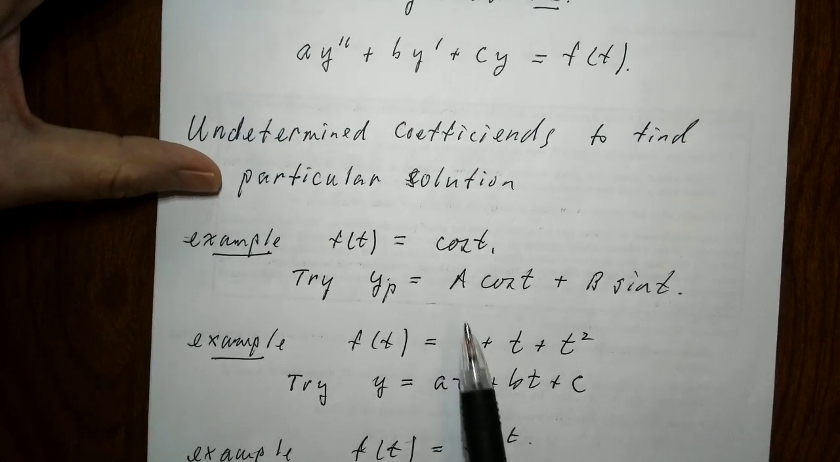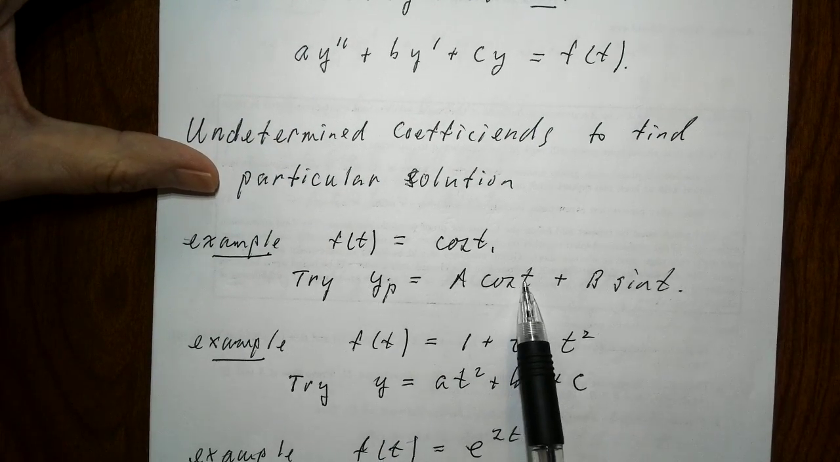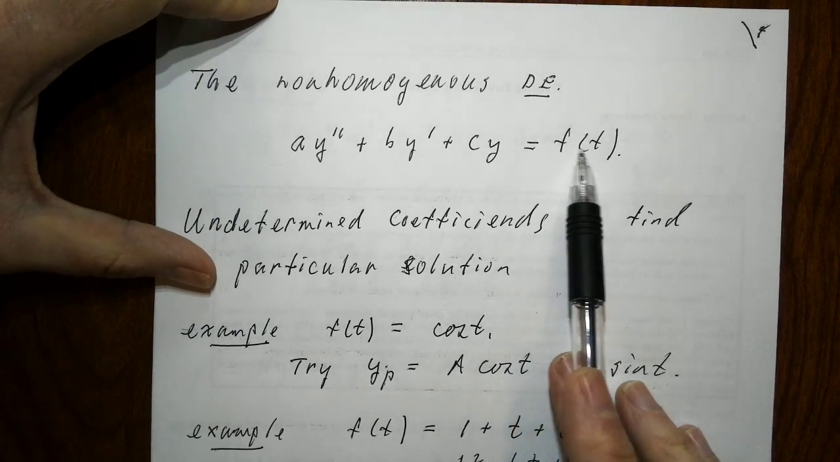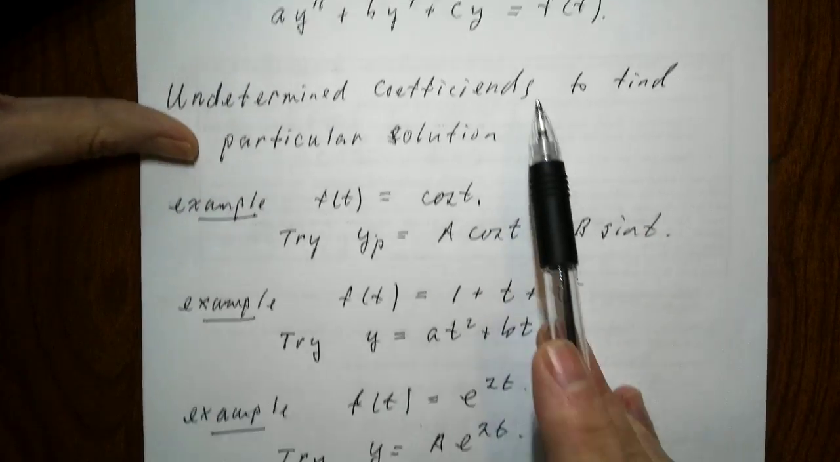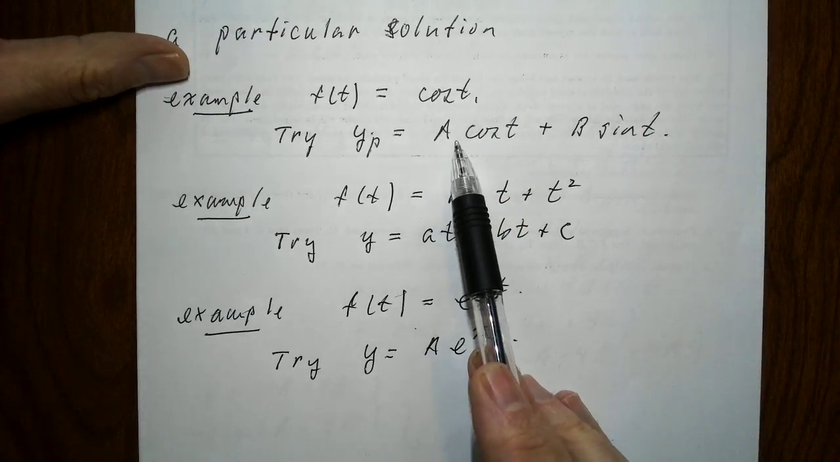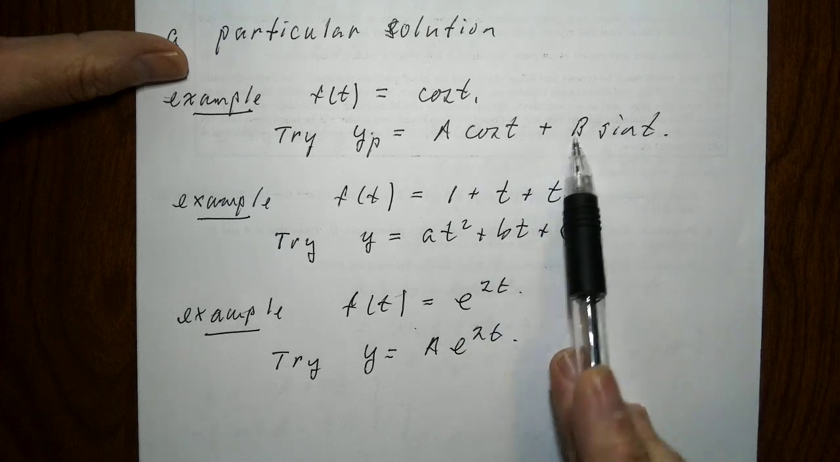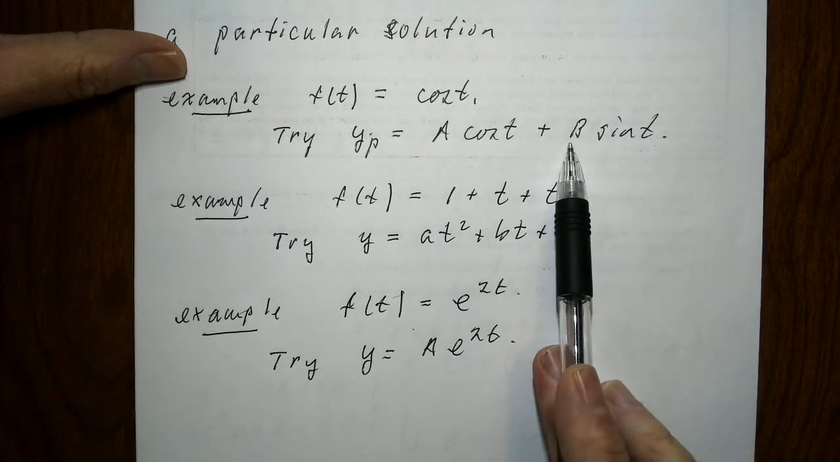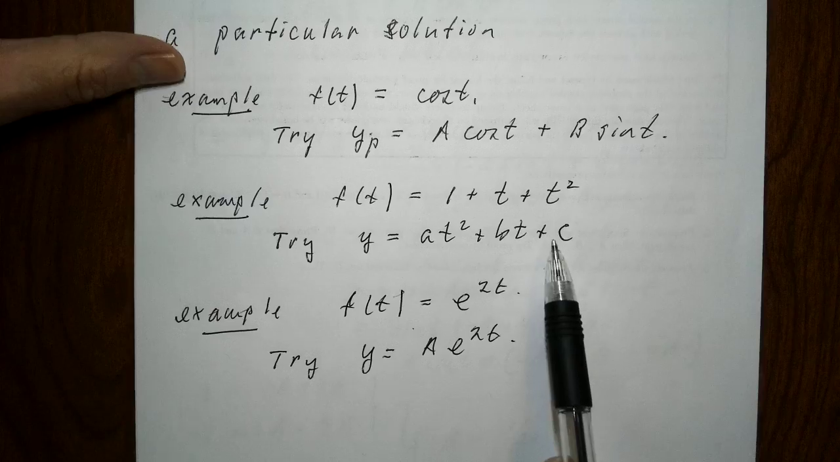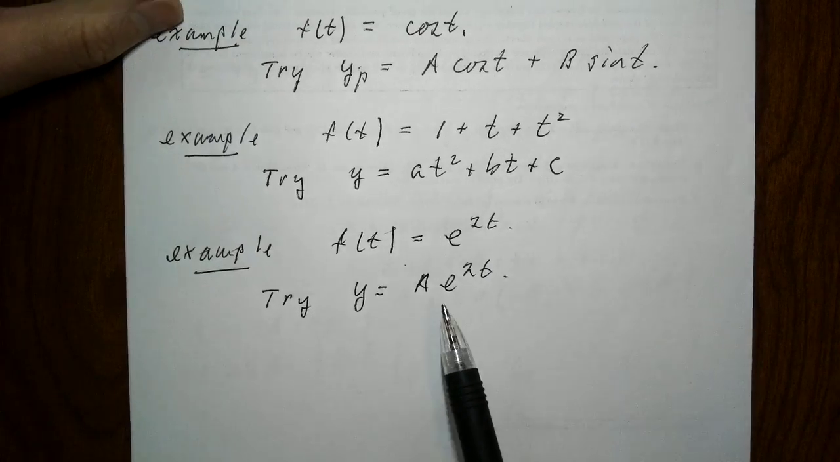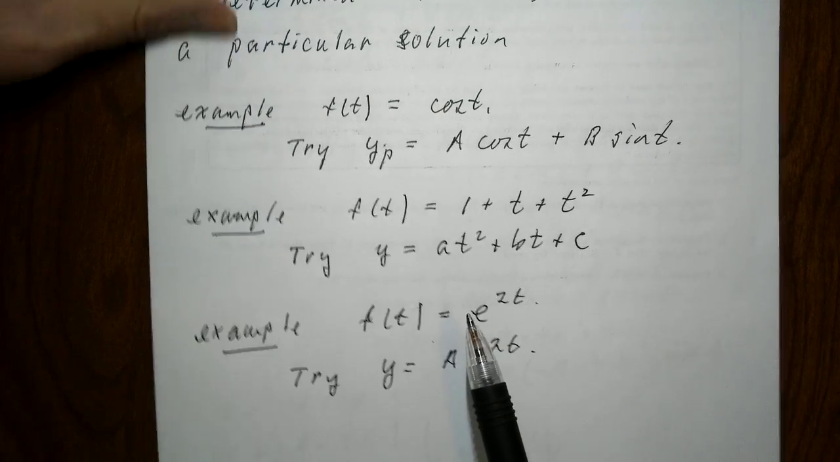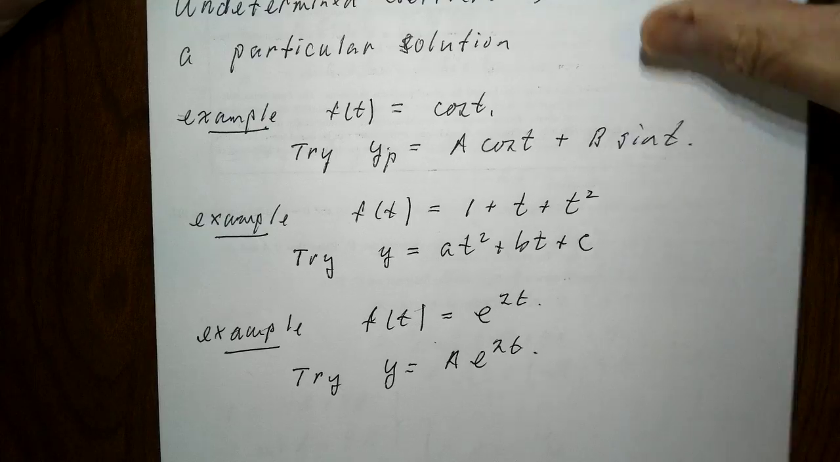So the idea is that you try to choose your particular solution so it fits the form of what you have on the right-hand side, and that comes down to solving for these coefficients, be it capital A and capital B, little a, little b, little c, or capital A down here, and that's why we call this the method of undetermined coefficients.